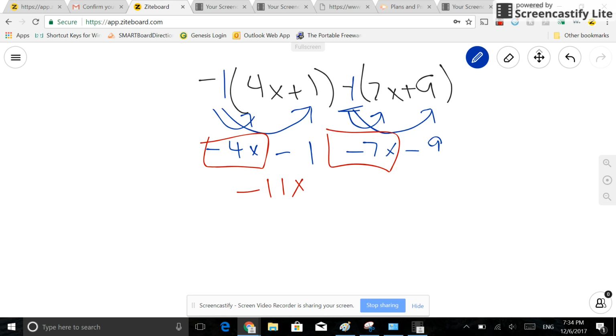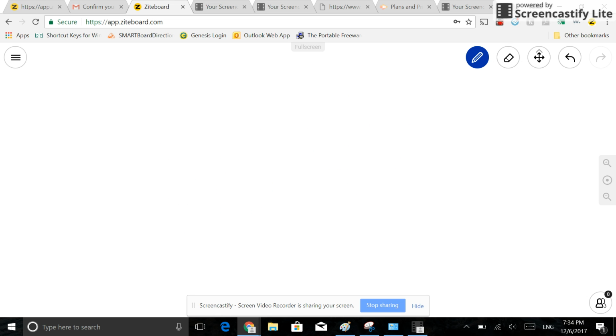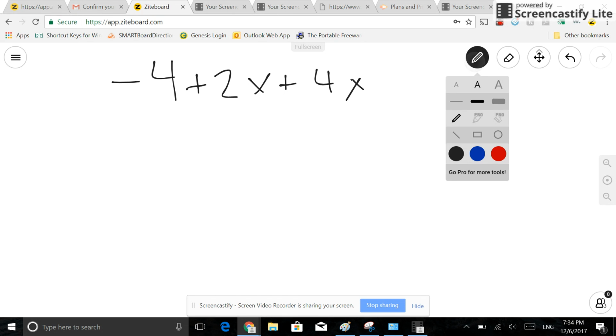Hi there, in this video we're going to continue how to simplify expressions. So, the first example I'm going to show you is how to simplify -4 plus 2x plus 4x. Okay, so you need to make sure that you know what terms, like terms, constants, coefficients, all of that. You need to make sure that you know your vocabulary.